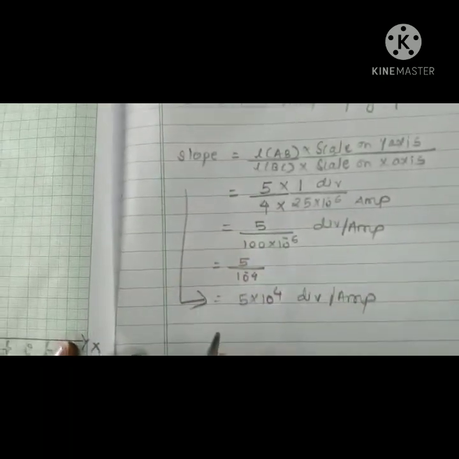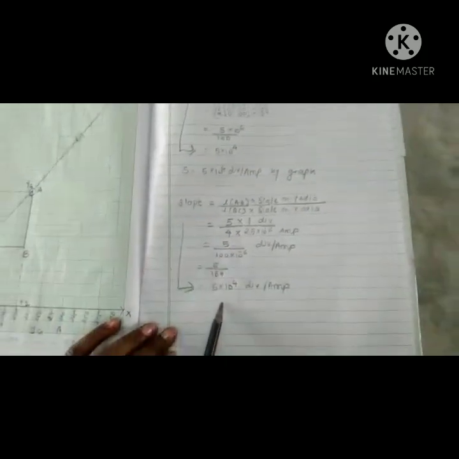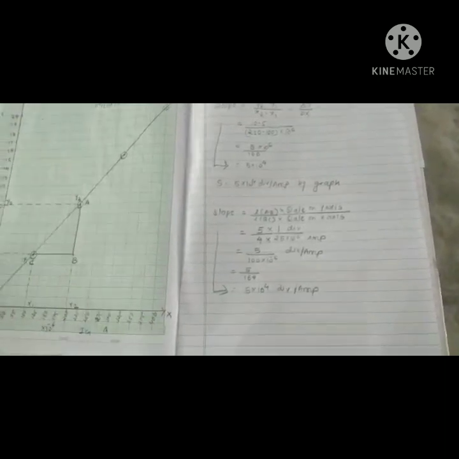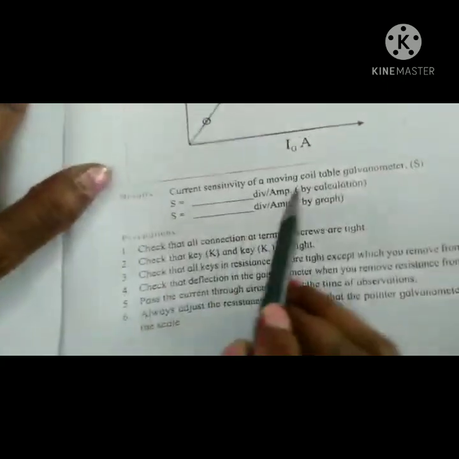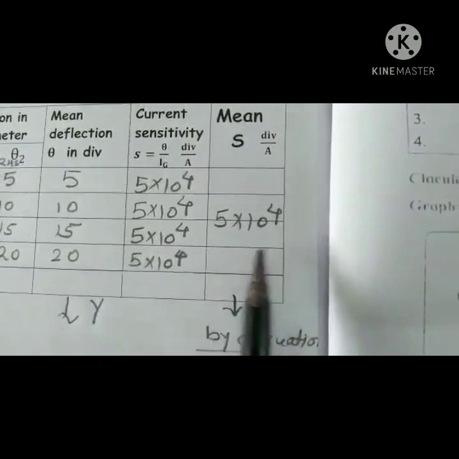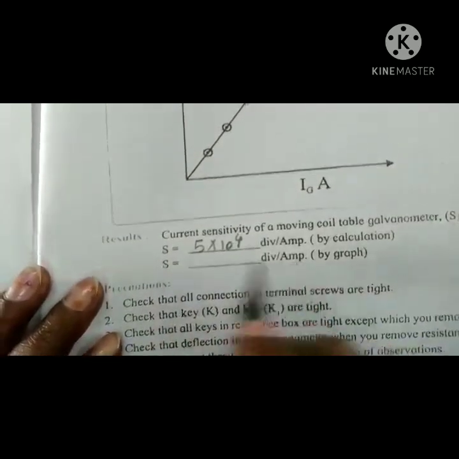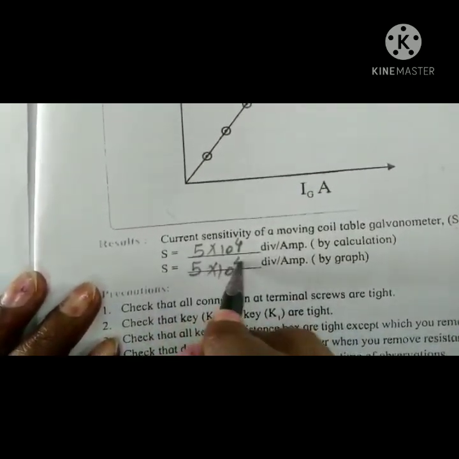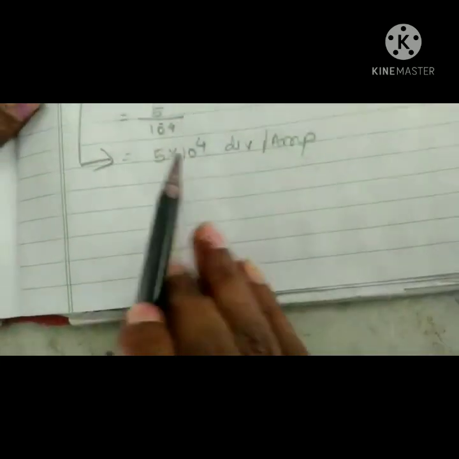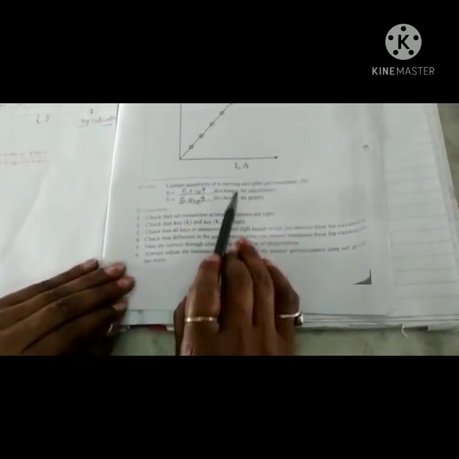This is another method of finding slope. First method, second method, both answers are the same. Finally, we have to write the result. By calculation, S is 5 into 10 to the power plus 4. And by graph it's again the same, that is 5 into 10 to the power plus 4 division per ampere. Its slope is 5 into 10 to the power plus 4, means both are accurate and coincide.